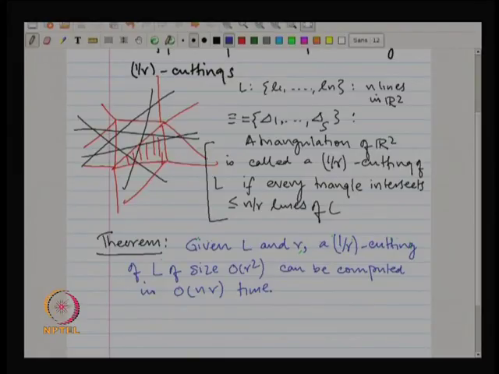Okay, so that is a theorem. What it says is that there is a cutting of size order of r square. The first thing you observe is that the size of the cutting depends on r, but not on n, it is independent of n. It does not matter how many lines you have, there is always a cutting of size r square, and it can be constructed in time order of n r.